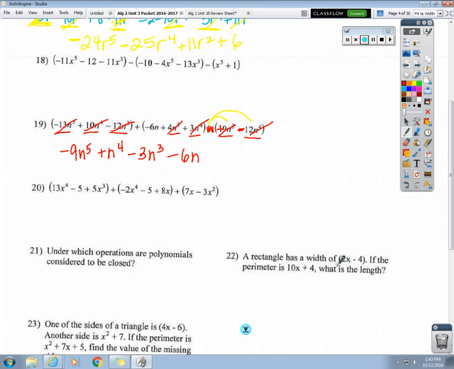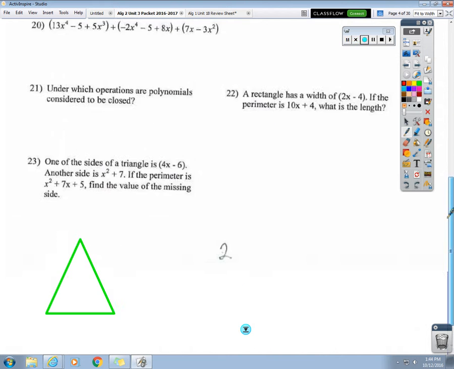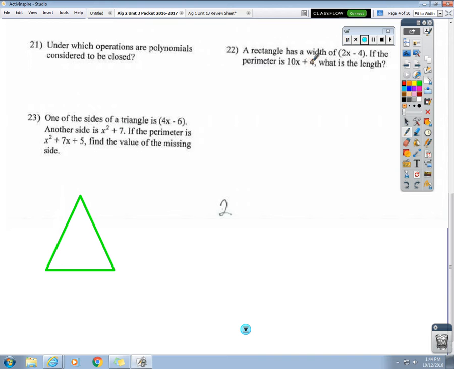Yep. Okay, we're going to skip 21 for today because we're going to do a separate little lesson on what it means for a polynomial to be closed. So we'll skip it for today. Let's look at 23, and then once I do 23, you should be able to figure out 22 when you're doing the evens. Okay, here we go.